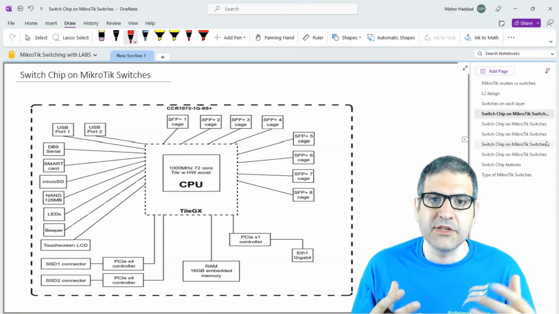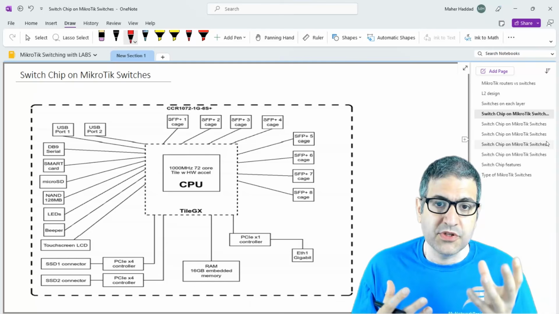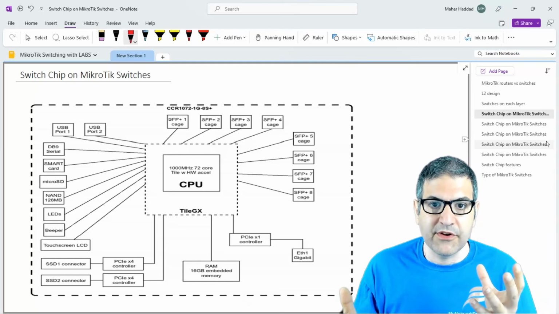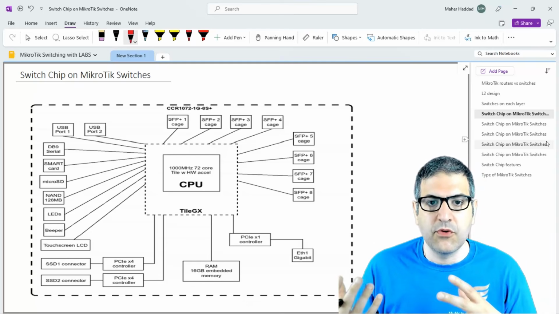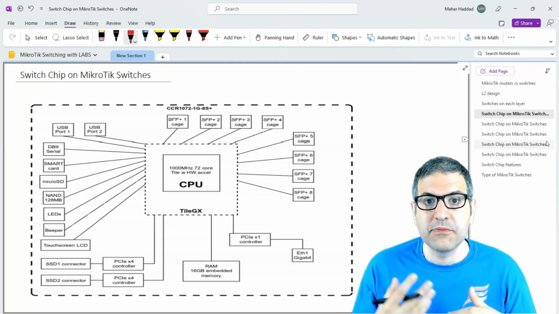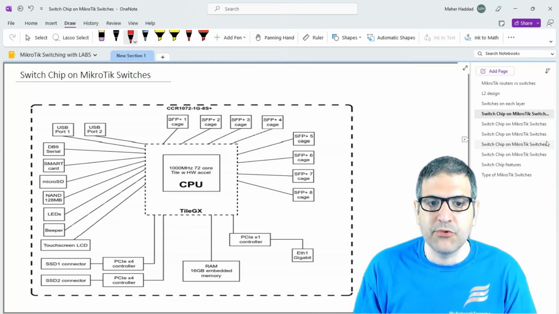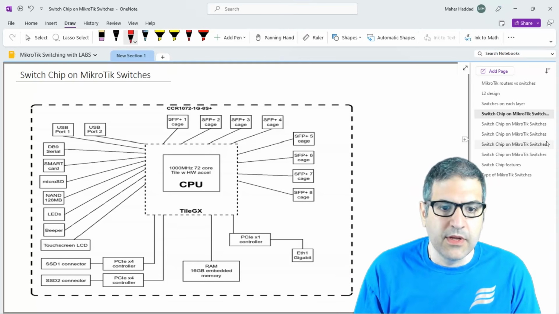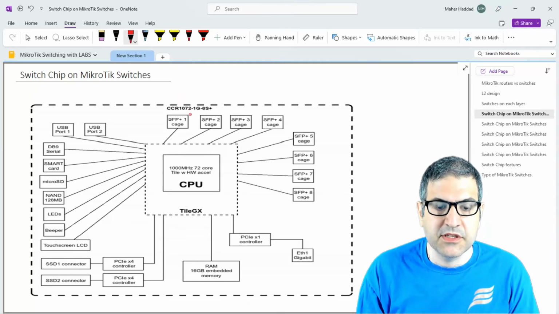Hardware offload means that it is using the hardware, which is the switch chip, to send the traffic from one port to another. Software offload means that it has to go to the CPU to be able to go from one port to another. Now, I do have this representation of a CCR1072, so this is a router. It's not a switch. And you can see I do not have any place over here with a switch chip.